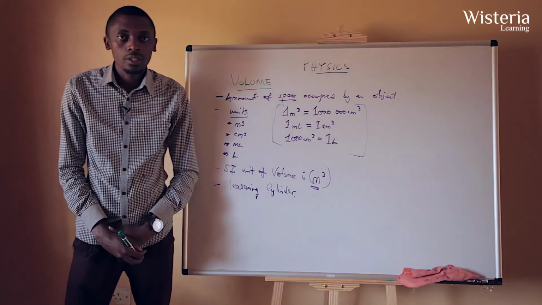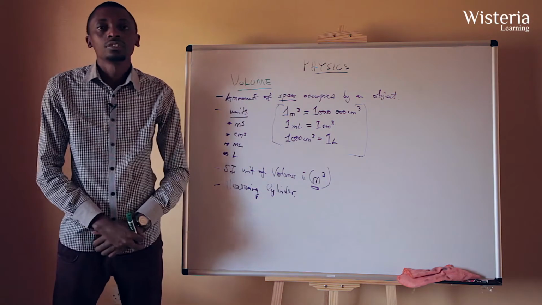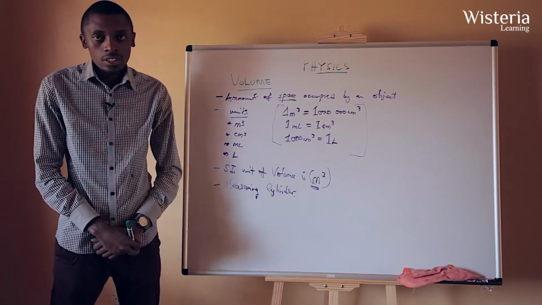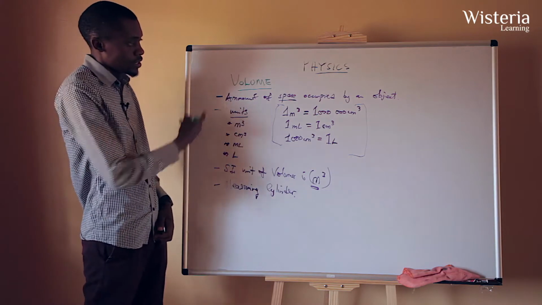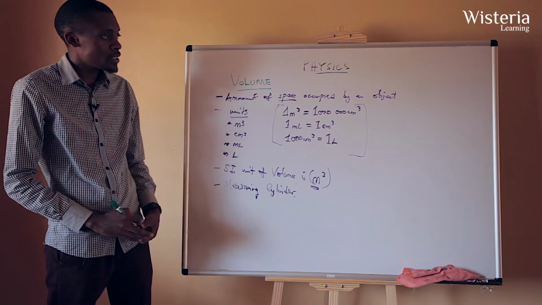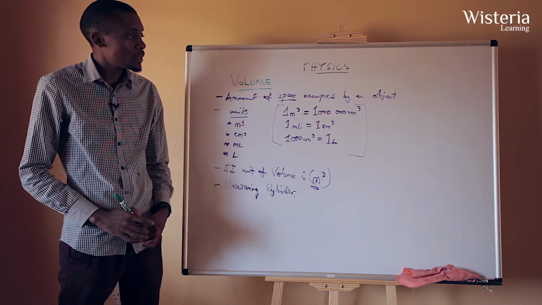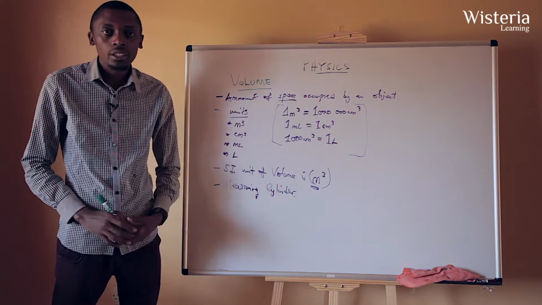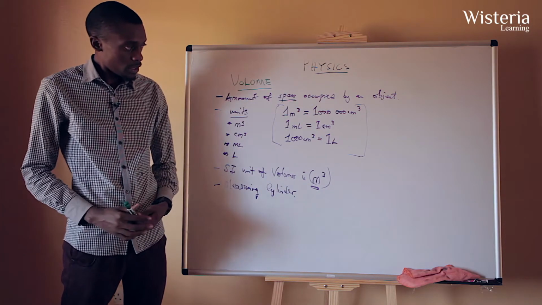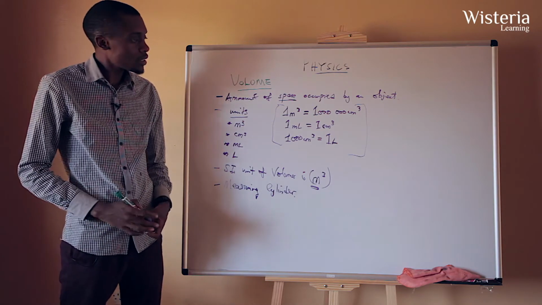Okay, so now we want to discuss a physical quantity that is known as volume, and for the definition, the volume of a substance is simply the amount of space occupied by that substance. So the amount of space the object can occupy, or it is occupied by that object. It's simply the amount of space occupied by an object.